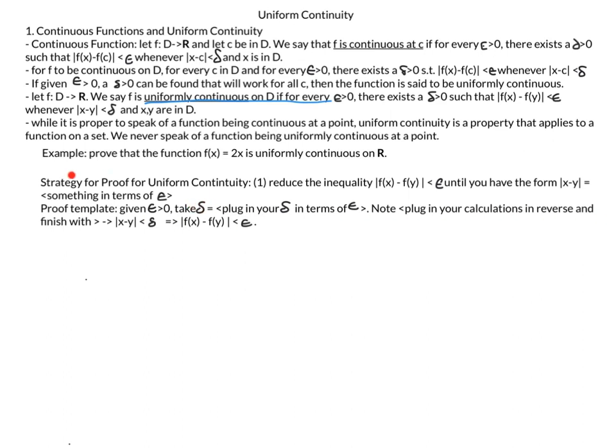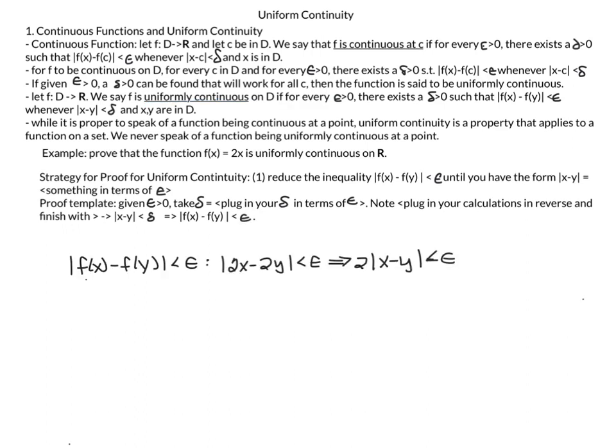I'm going to now use this proof strategy to prove that the function f of x equals 2x is uniformly continuous on R. I will start by looking at |f(x) - f(y)| < epsilon, this part of my proof template. So I'm going to plug in 2x for f of x and 2y for f of y, set that less than epsilon. I can factor out my 2, and I have 2 times |x - y| < epsilon.